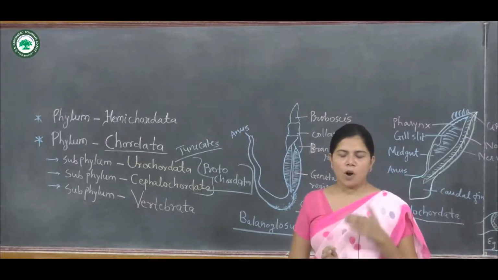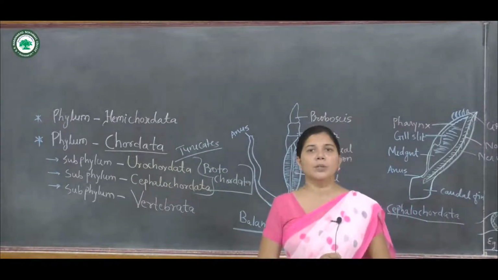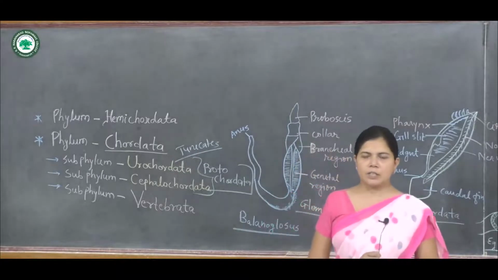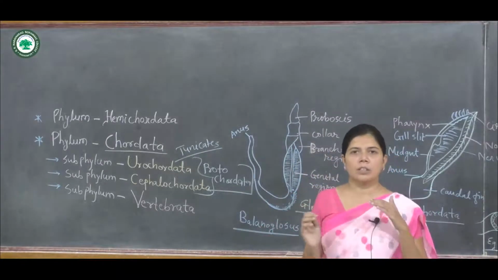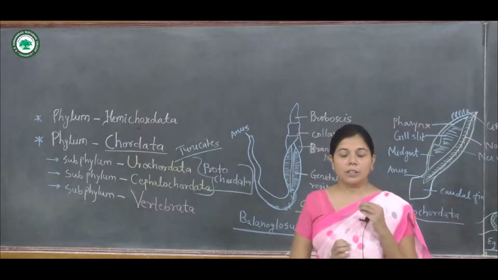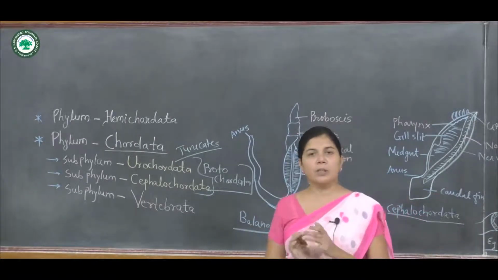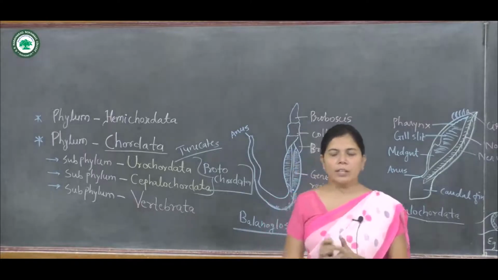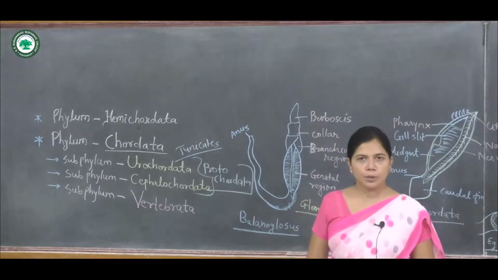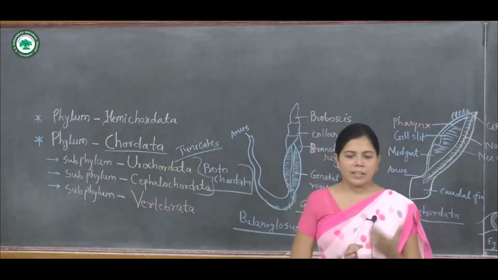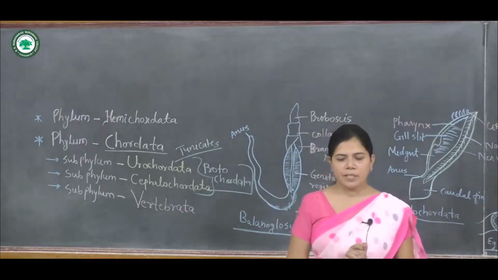The tunic or the test is made up of the tunicin substance. The covering, the tough covering, that is the test or tunic, is made up of tunicin, and that's why it is also known as the tunicates. The animals are marine animals.